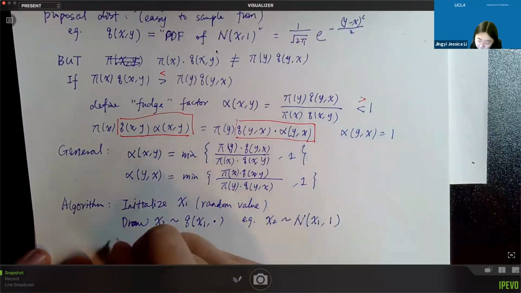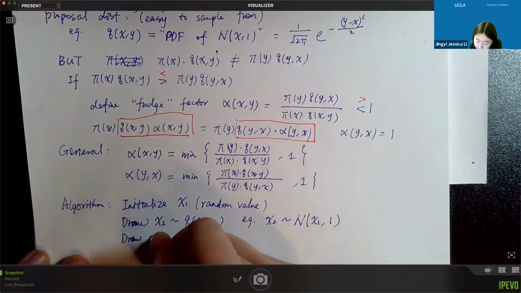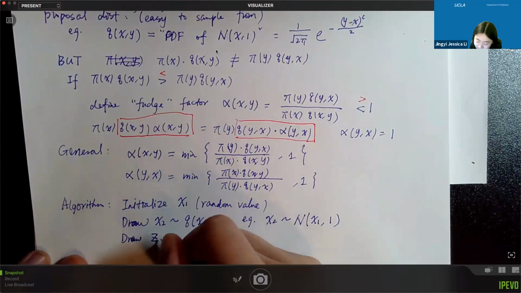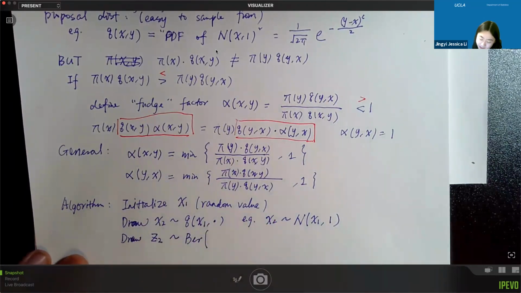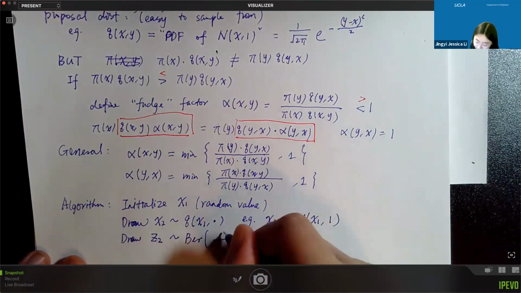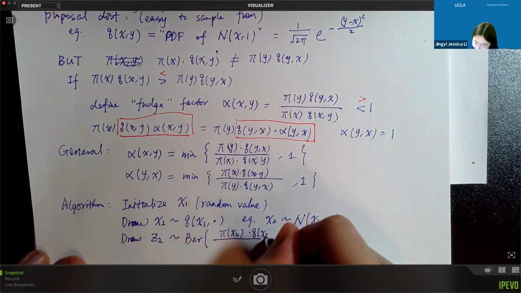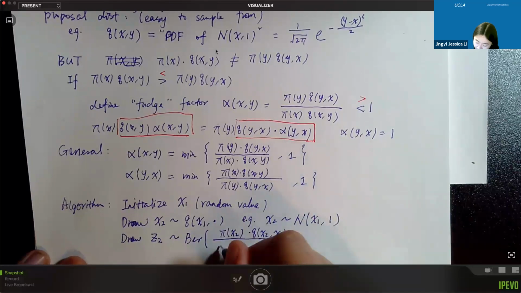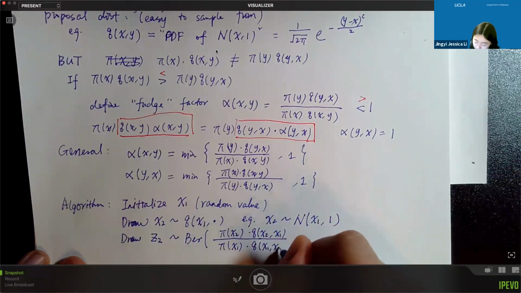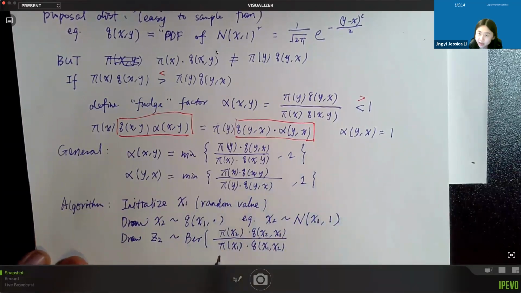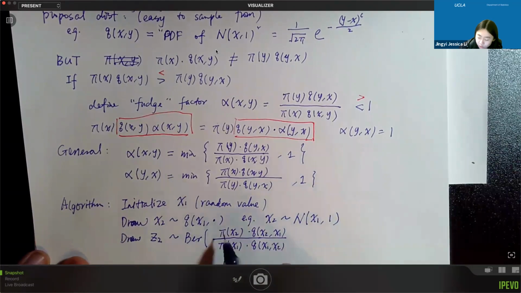Then what we can do is that we draw z2 from a Bernoulli, okay? And the Bernoulli will have a parameter equal to what we have here. So it will be π(x2) times q(x2, x1) divided by π(x1) times q(x1, x2). Please note that the π is what we know as the target density. We know it up to a constant, and we want to sample from it. So we know how to do the calculation.